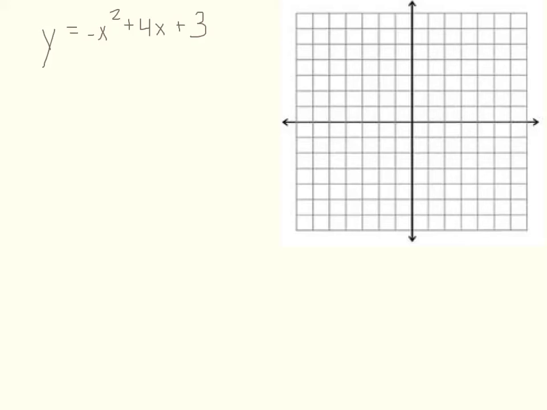Here's a graphing parabola example. You'll notice here is our original. It's already written in standard form. The first thing I'm going to want to do for this example is find the equation for my axis of symmetry.